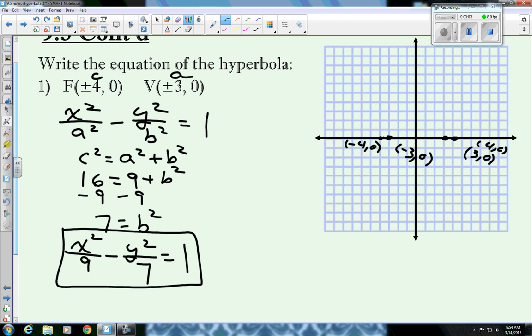Now, on the other hand, if I were going to graph this, let's go ahead and finish it since we started it. Then I would need to take the square root of b squared, so b is approximately 2.6. So it is approximately 0 plus or minus 2.6. So I go here, down here, draw my box.